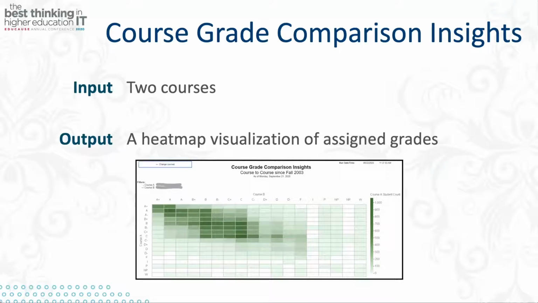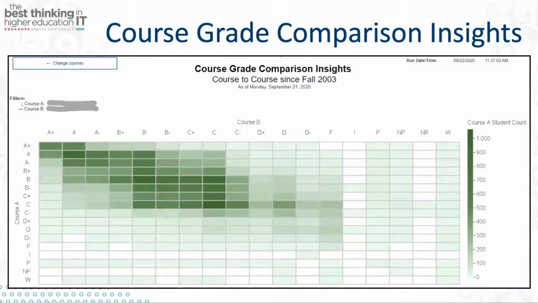So users will input 2 courses, and then they'll get an output of a heat map visualizing the assigned grades. Let me make that a little bit bigger for you. So here we have 2 courses. We'll call them Course A and Course B. This is pulling in all of the letter grades assigned to students who completed those courses since fall 2003.